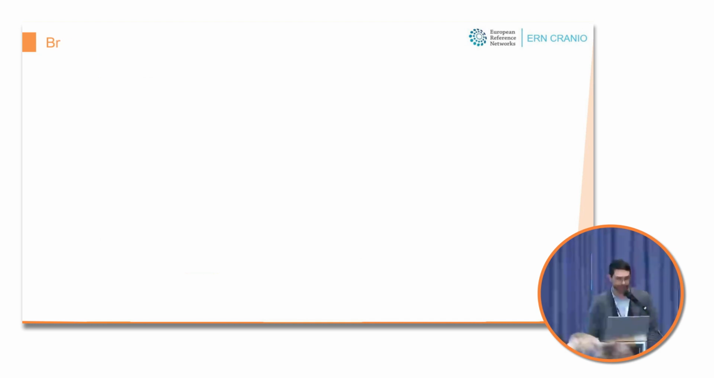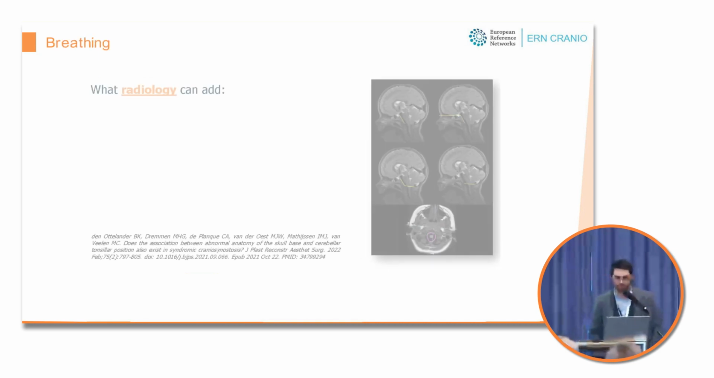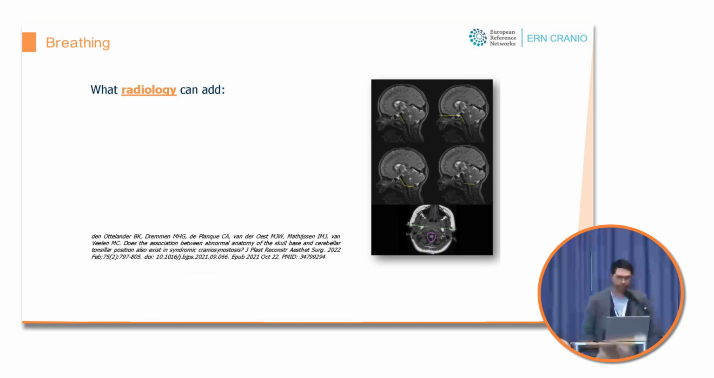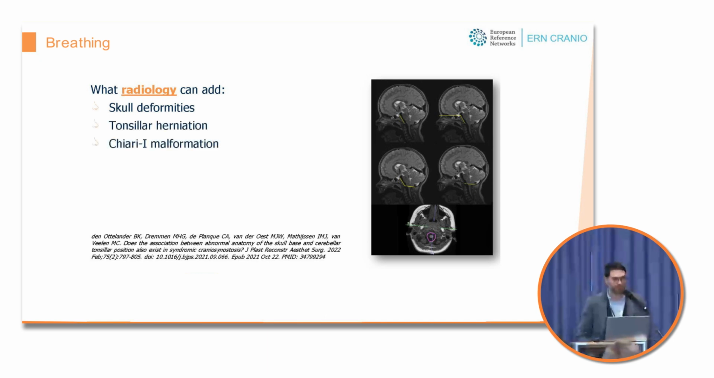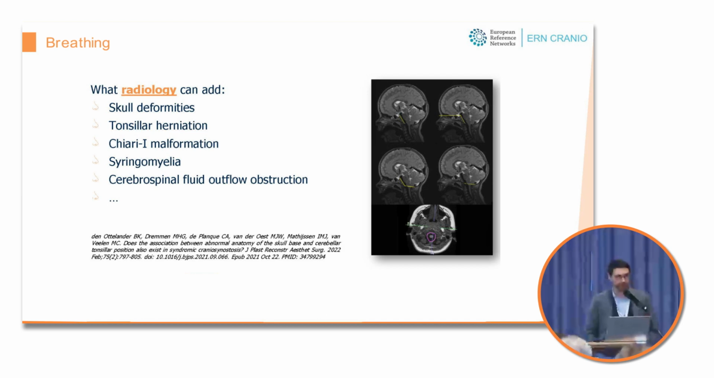evaluation. And this is a great study that was performed by the Erasmus Medical Center, dealing with around 300 patients and controls, which highlighted that breathing problem may also be related to skull deformities, to tonsillar herniation, Chiari 1 malformation, syringomyelia, cerebrospinal fluid outflow obstruction. So maybe the patient you are dealing with have a common cause of breathing problems, but sometimes you have to deal with severe problems that need other interventions, for example, maxillofacial or neurosurgical interventions.